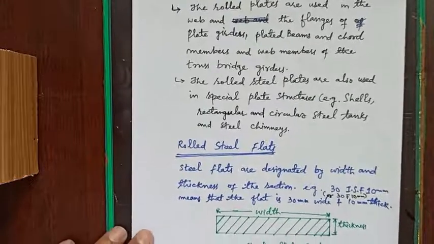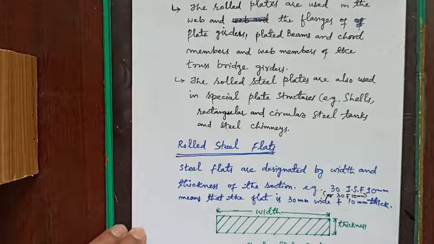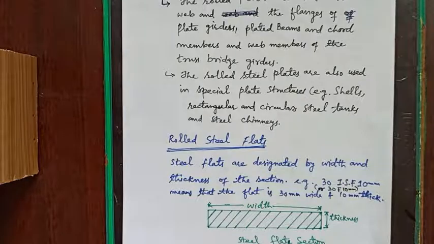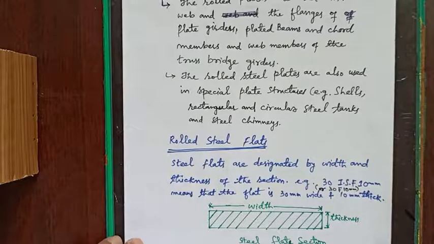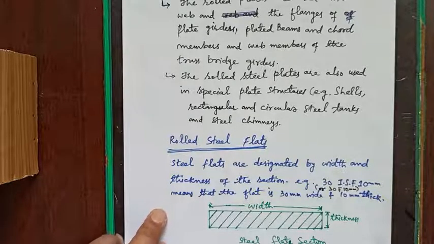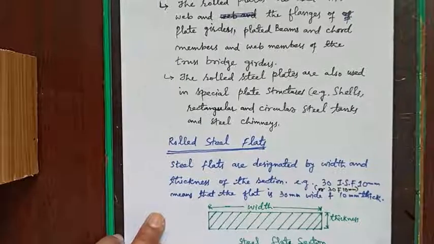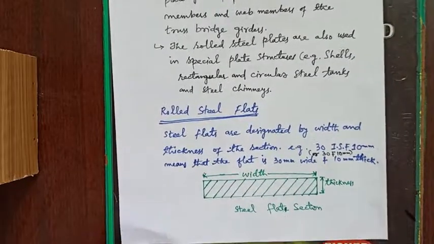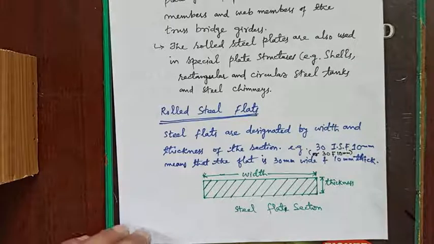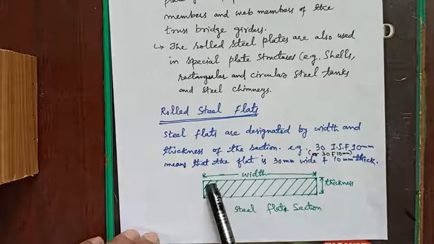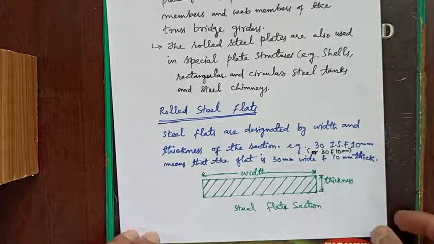Then we have rolled steel flats. Steel flats are designated by width and thickness of the section. That is, it is a steel section whose width and thickness are designated. For example, 30 ISF 10 means that the flat is 30 mm wide and 10 mm thick. As you can see, this is the picture showing a steel strip with width and thickness.